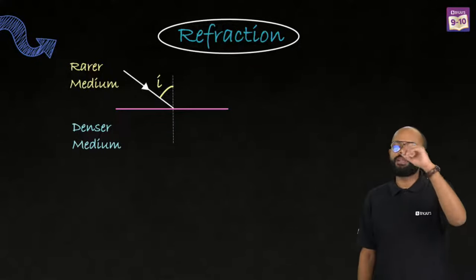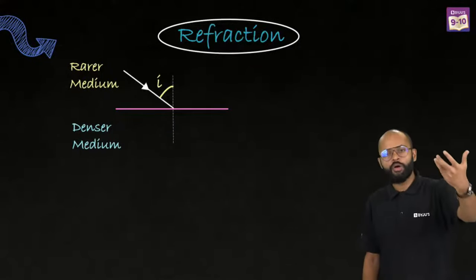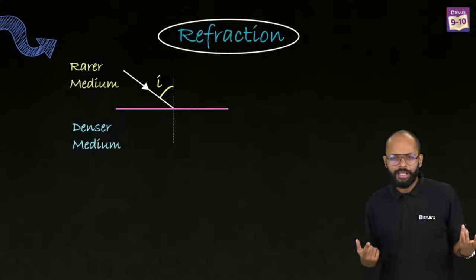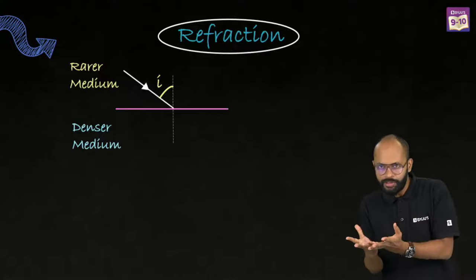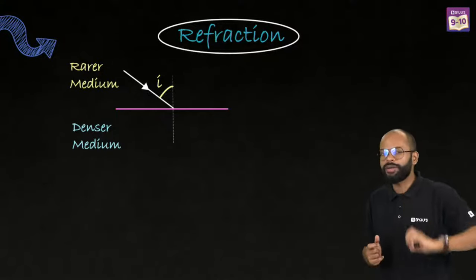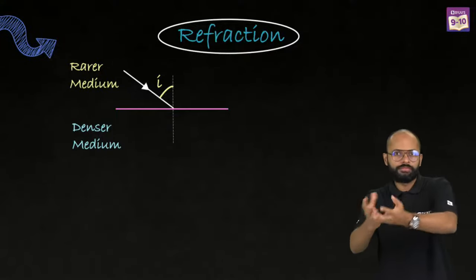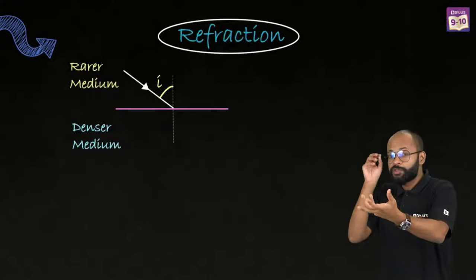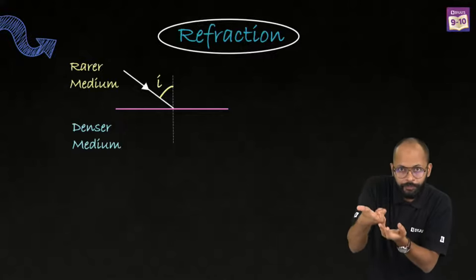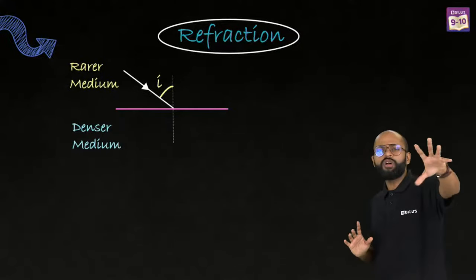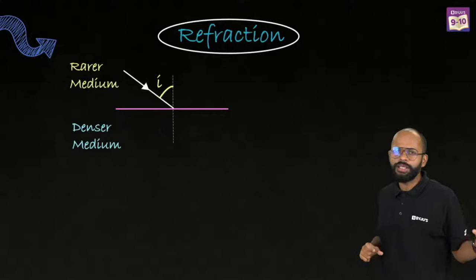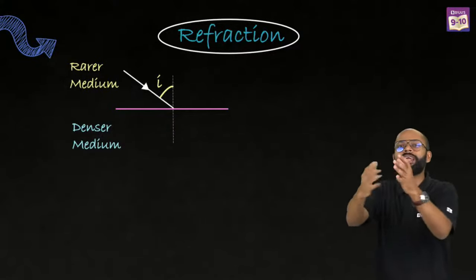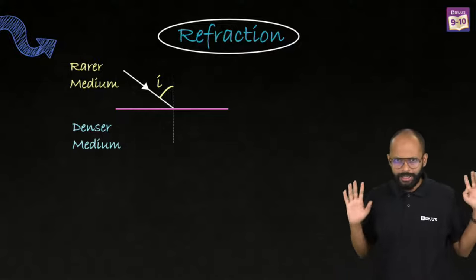First of all, how do we say something is rarer or denser? There is something called optical density. How optically dense a medium is, that's how we say it is rarer or denser. The more dense optically the medium is, the slower the speed of light becomes. Optical density is just a property where the speed of light decreases, and it describes how light behaves in that medium.